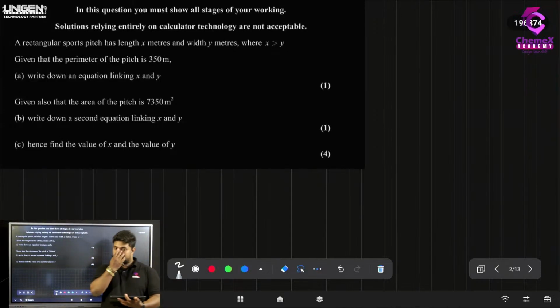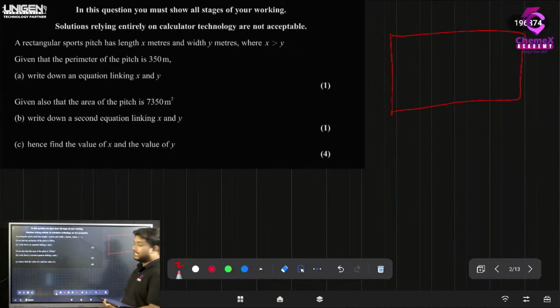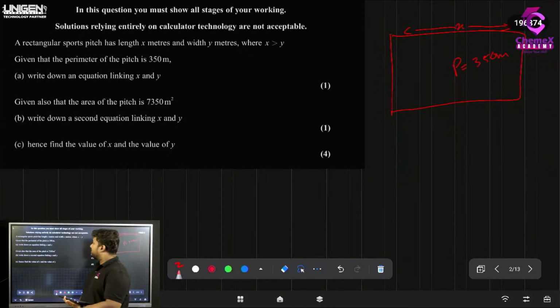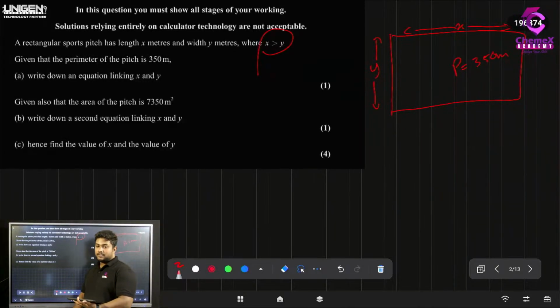A rectangular sport pitch has a length of x meters. Given that the perimeter of the pitch is 350 meters, write down an equation for y. They say here x is larger than y. Okay, so x is larger than y.